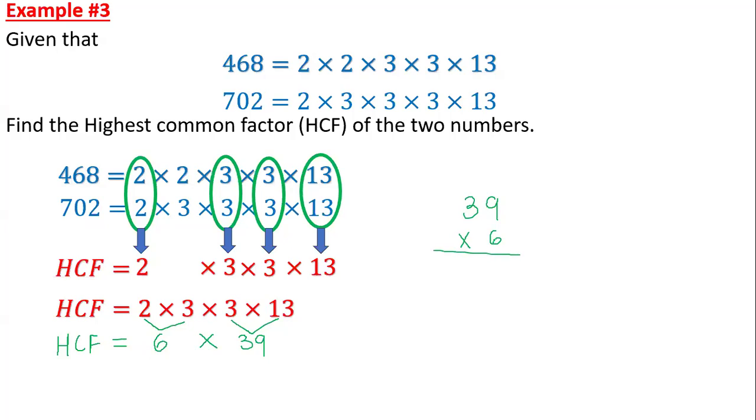6 times 9 is what? 54. Put the 4 down, put the 5 up. 6 times 3 is 18, and 18 plus 5 is 23. It's going to be 2, 3, 4. 234.